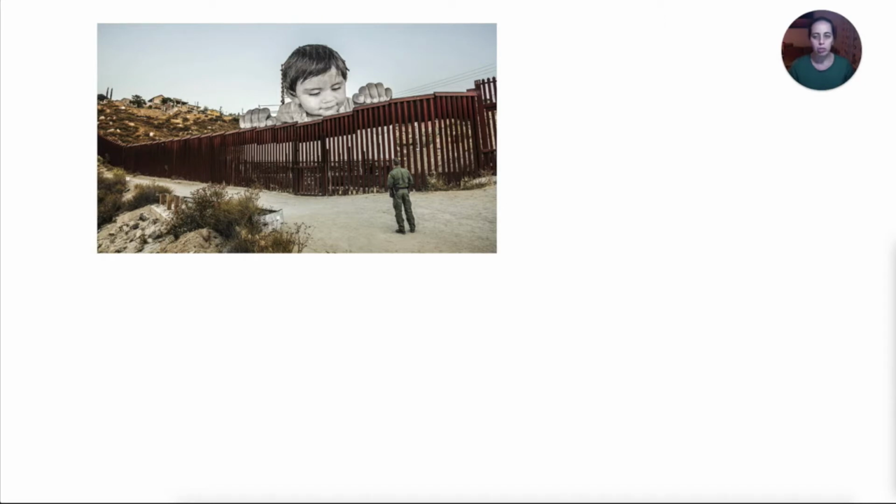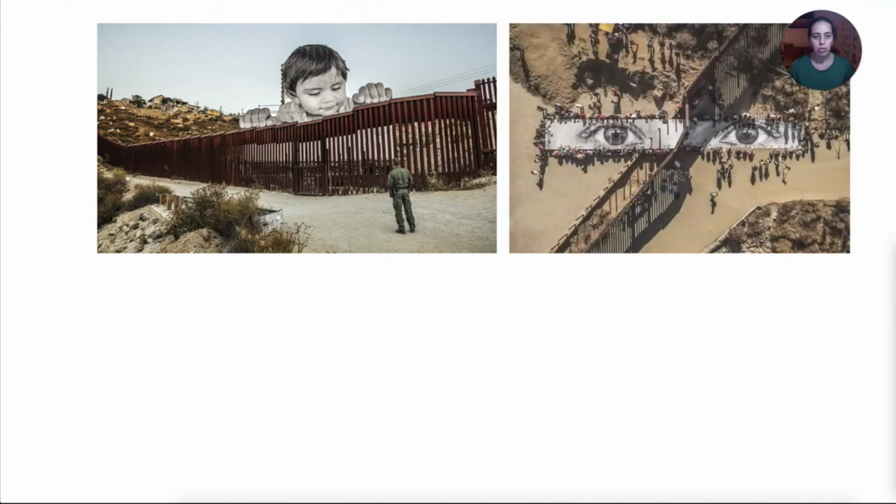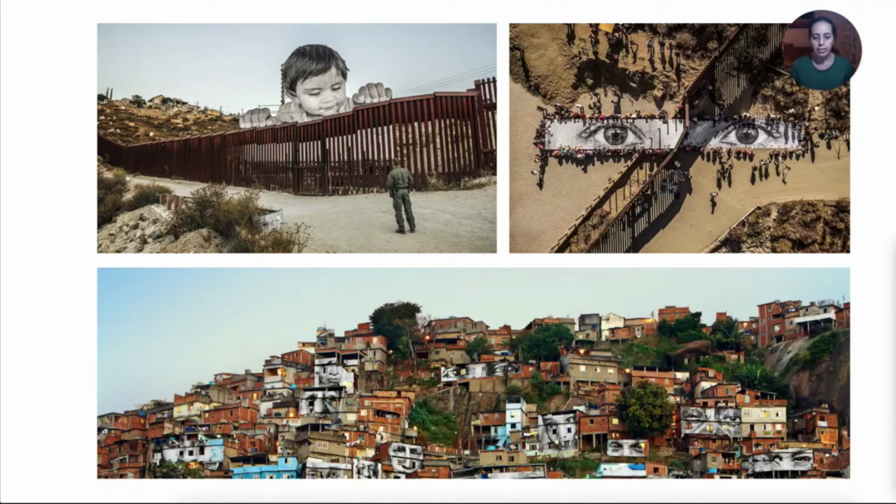So the kid that you see, the picture of the kid, is a cardboard across the border. And this is another image that he did. And both these images were made on the Mexican-American border. And this image, again, you can see the faces on the houses, was made in Brazil. And what I like about JR is that he uses his art to raise social issues and concerns. So the first two images are from a project called Migrants, and the lower image is from a project that is called Women Are Heroes.